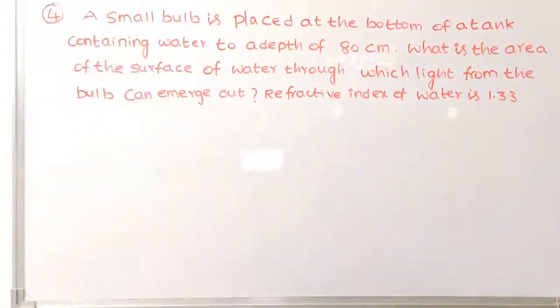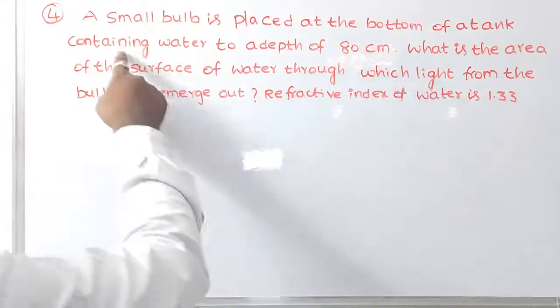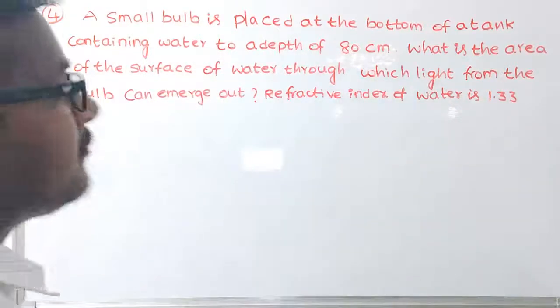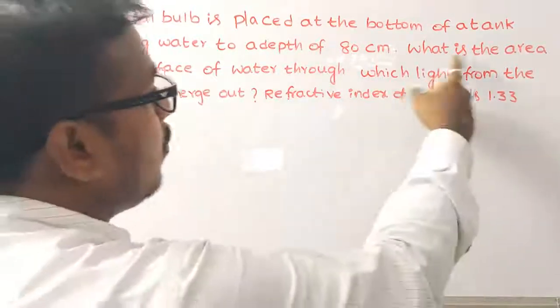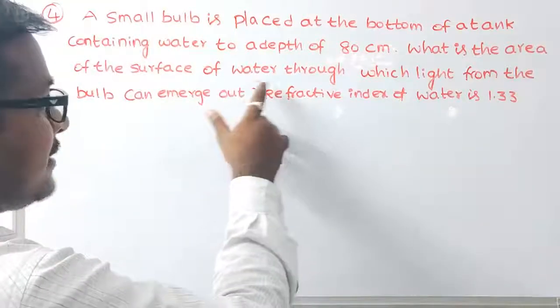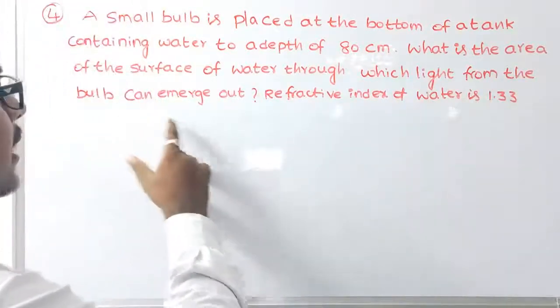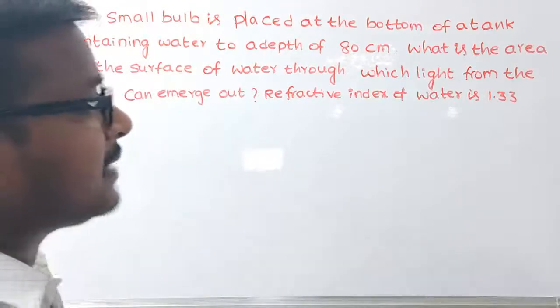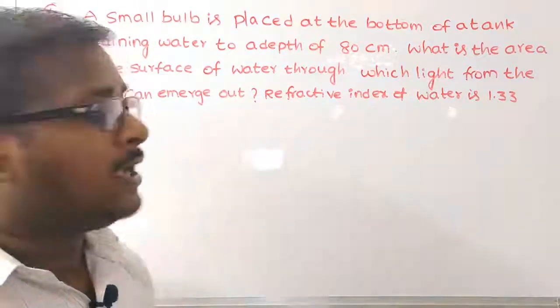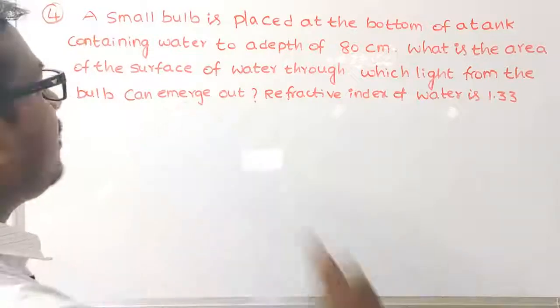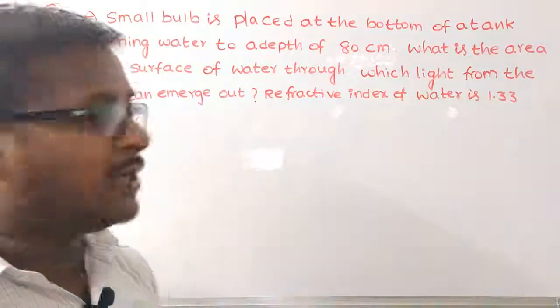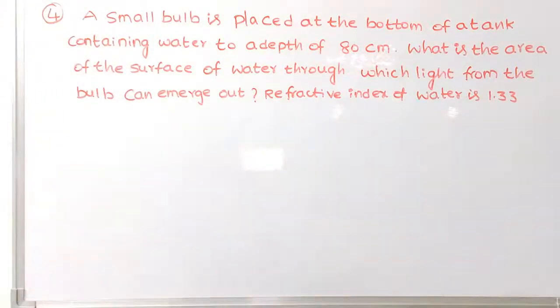Fourth problem. A small bulb is placed at the bottom of a tank containing water to a depth of 80 centimeter. What is the area of the surface of water through which light from the bulb can emerge out? The refractive index of water is 1.33. Okay, then find out the area of the surface of the water. Students, find out in this problem. First, draw the rough diagram of this problem.